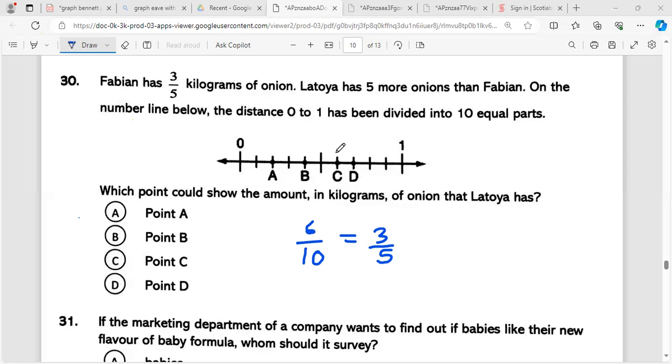Because if Fabian is 3/5, that means Fabian would fall here, as you said, it would be 6 over 10. So Fabian would fall here because you have 1 over 10, 2 over 10, and it would continue like that, right? 3 over 10, 4 over 10, 5 over 10, and 6 over 10. So this represents Fabian. But since Latoya has more, D is the only point that is greater.